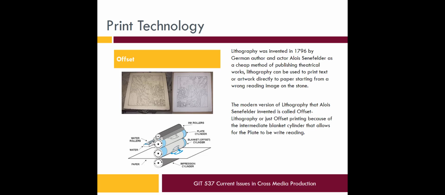Offset lithography, as the name implies, offsets the ink cylinder, the plate cylinder, and uses an intermediary cylinder called a blanket cylinder, which then receives the ink from the plate and transfers that ink onto the paper.